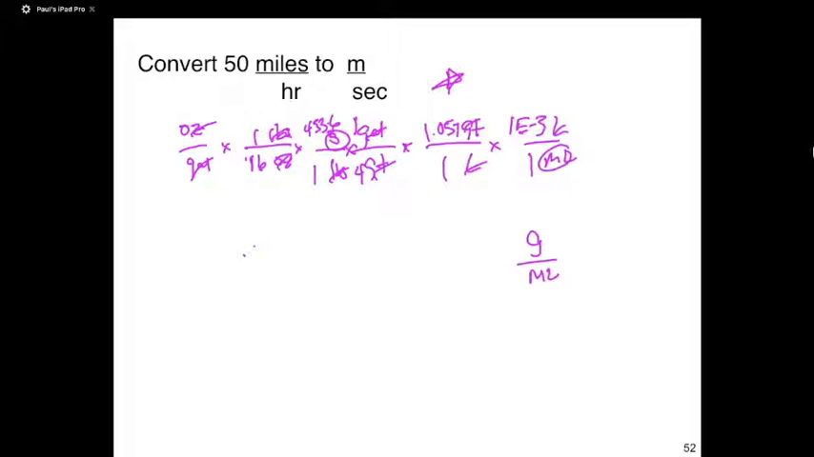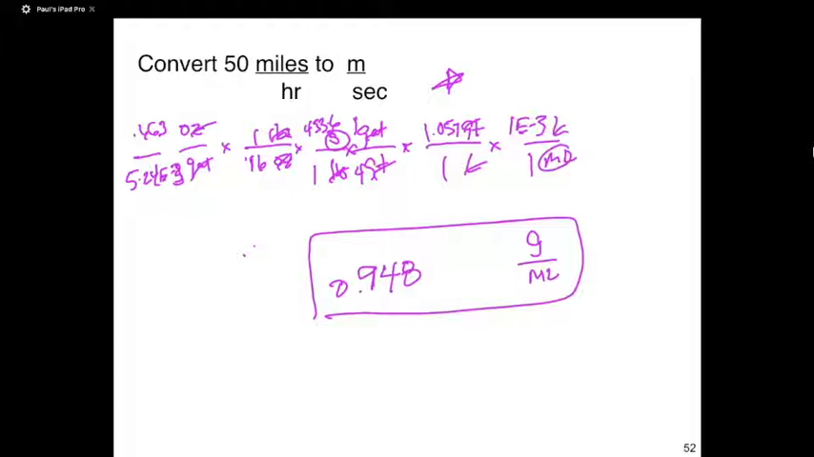And then I had a number that was 0.663 over 5.24e-3. That is the ugliest 3 I've ever seen. All right. In this case, 0.663 divided by 5.24e-3, divided by 16, times 453.6, divided by 4, times 1.057, times 1e-3 gives you a value of what? What is it? 0.948 grams per mil. So what is the compound? Cyclohexanol.